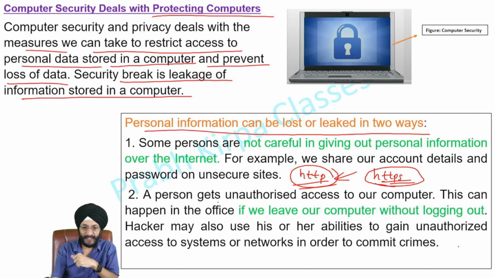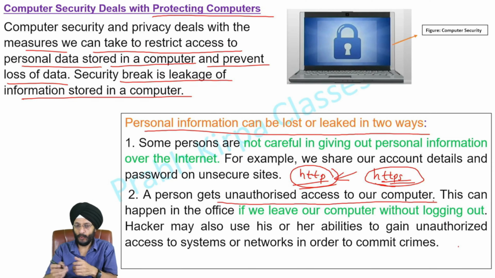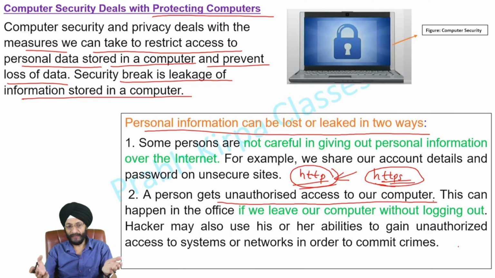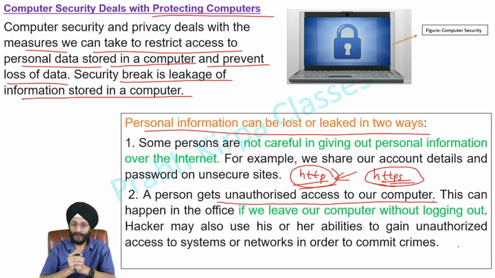Further, a person may get unauthorized access to our computer. Suppose we are working in an office and we leave our computer open and have gone for a tea break, and another person, which may be our colleague or any other person, comes to our seat and makes use of our computer. Hackers also have the ability to gain unauthorized access to systems or networks in order to commit crimes.